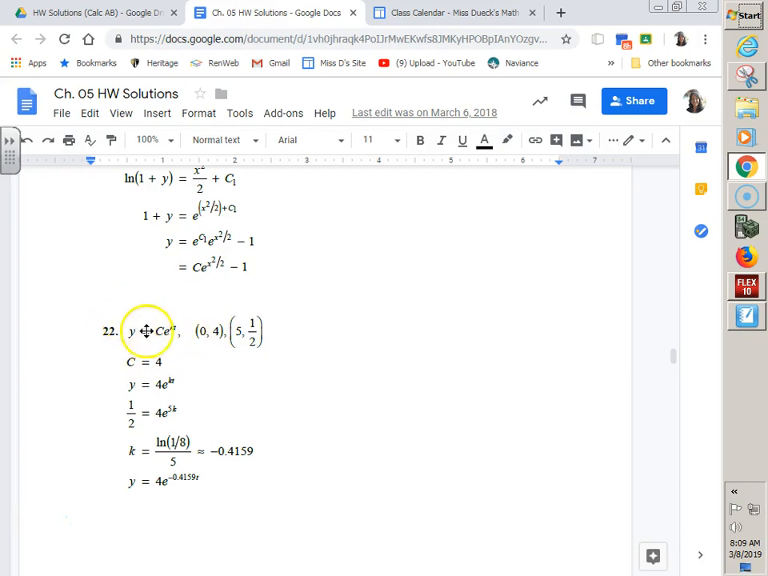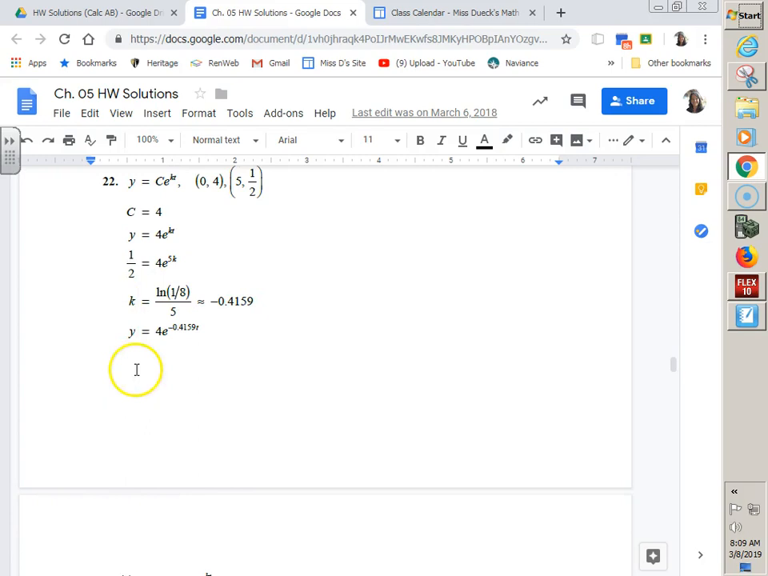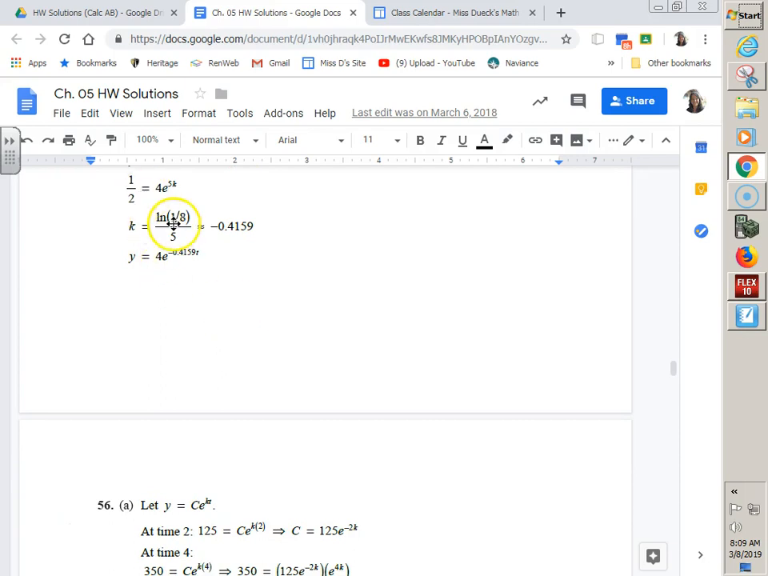But either way, using this exponential equation, plugging and chugging, you guys would have ended up with either using the decimal or the expression ln of 1/8 over 5. We talked about how there are many different ways of writing that. So it depends on which one you use. But either way, 4 should have been your c, e to the this constant times t. This constant, whichever form, times t.